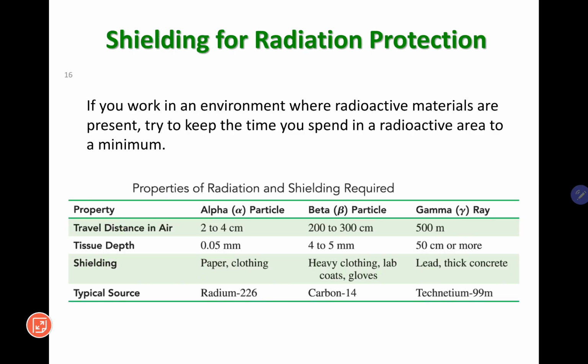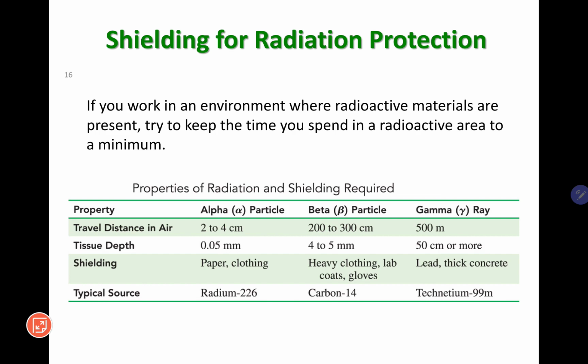But of course, every radiation is different. If you talk about alpha particles, which are very heavy particles with a +2 charge, their travel distance is 2 to 4 centimeters, which is like 2 inches. So if you have an alpha particle source on your table and you keep 1 foot away from the radiation source, you are fine.